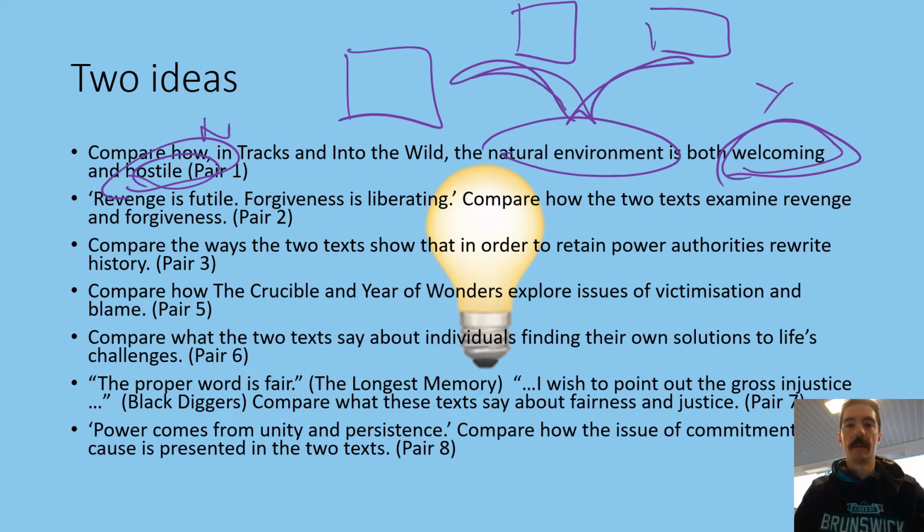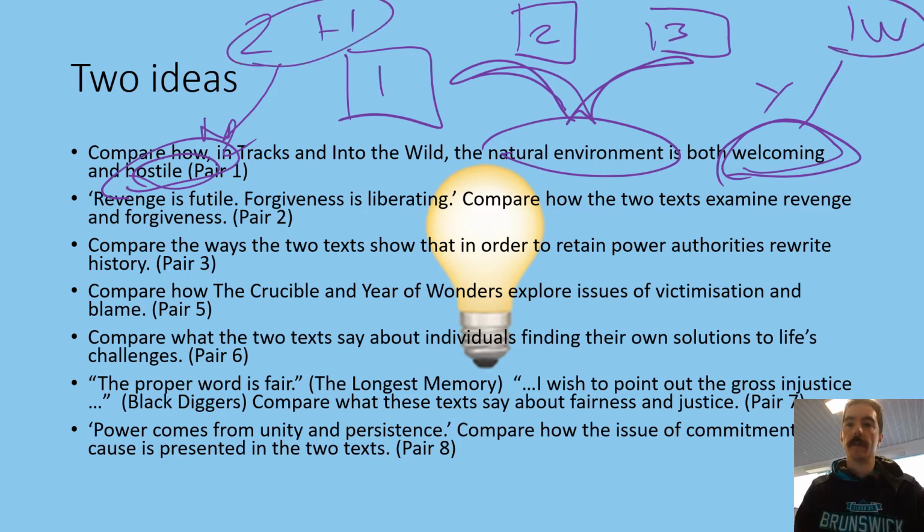Whether you want to take the 3 approach of 1, 2, 3 body paragraphs, or if you want to say it's mostly hostile, you could do 2 on hostile and 1 on welcoming, or vice versa if you wanted to do it the other way around. So if you were thinking the natural environment is mostly welcoming, you do 2 on that and 1 on hostile. Let's just look at another one for an example.